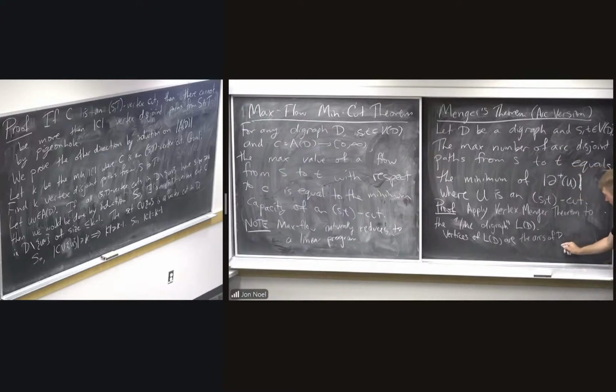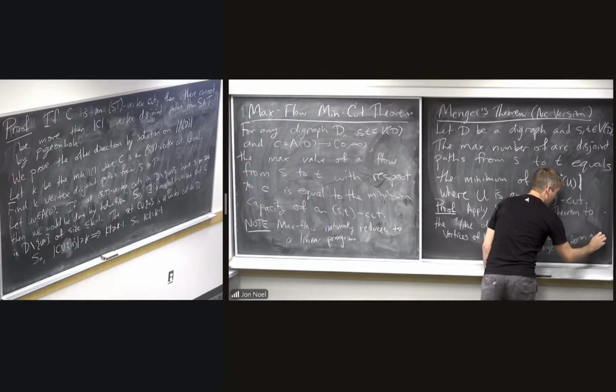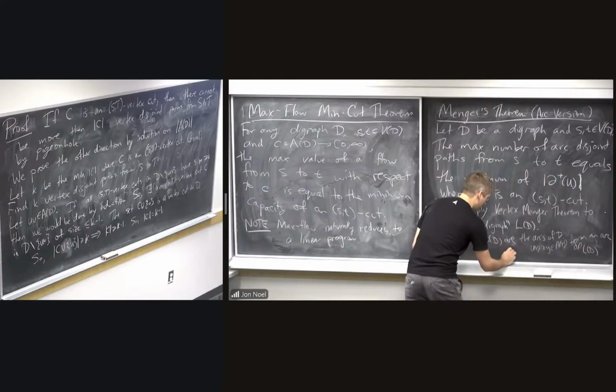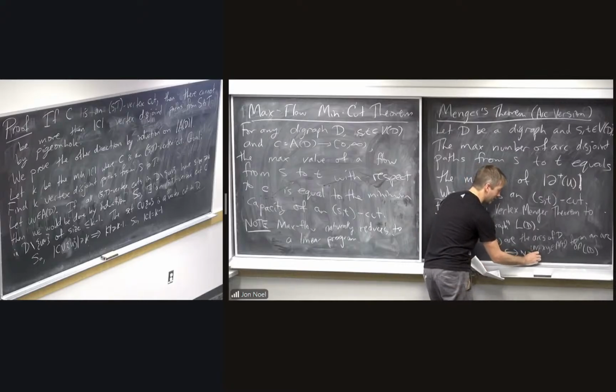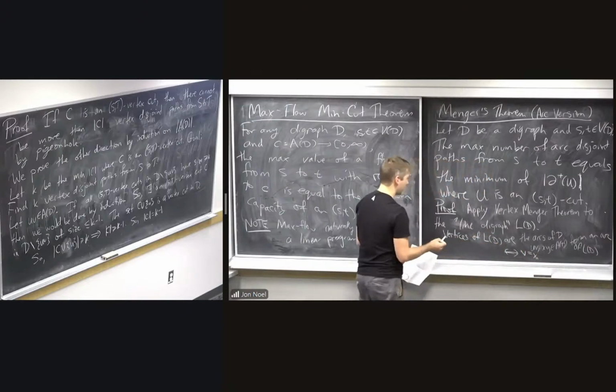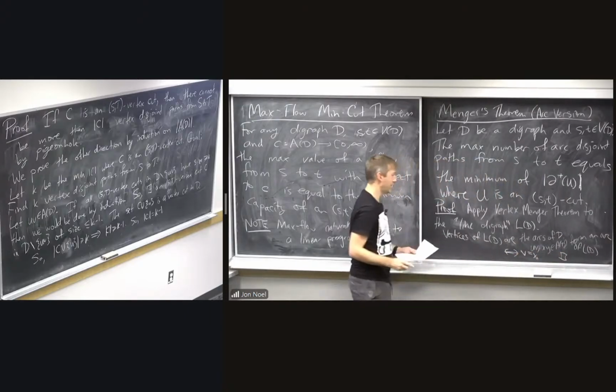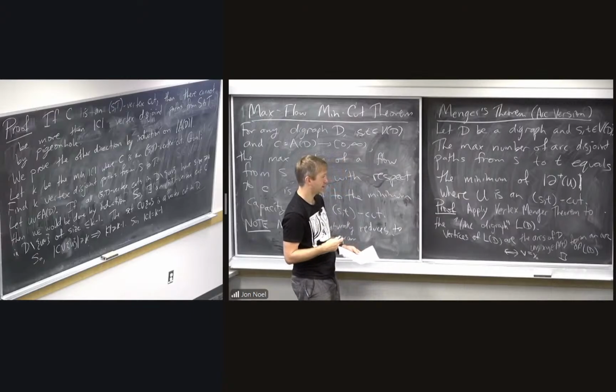Okay. And then if I've got two arcs, UV and XY, these two things form an arc of the line digraph if and only if the second vertex of the first arc equals the first of the second. So V is equal to X. Basically, if you just apply Menger's theorem to that, then that'll work.